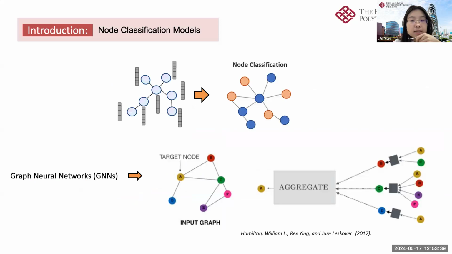The most representative node classification model is the graph neural network, known as GNNs. For every node, it aggregates the node features among its neighbors to make predictions.